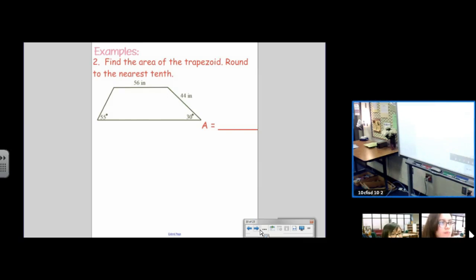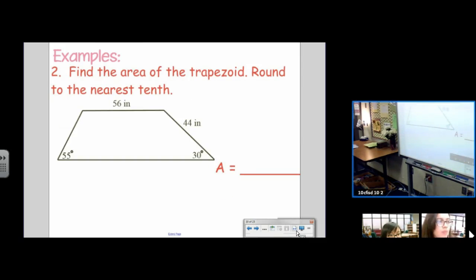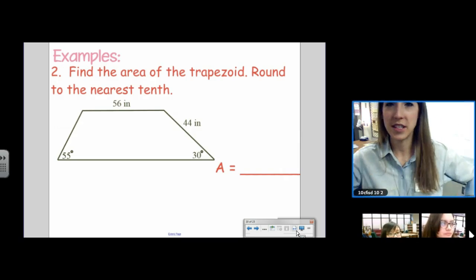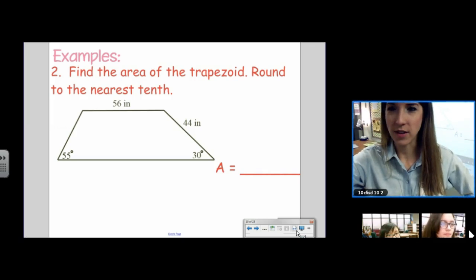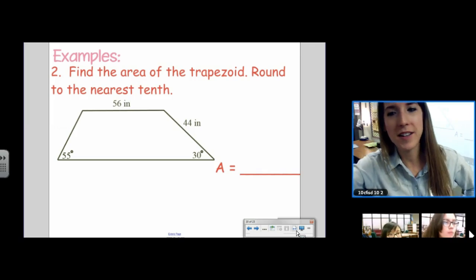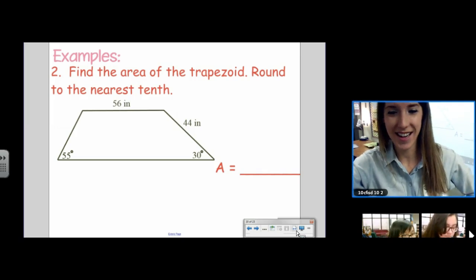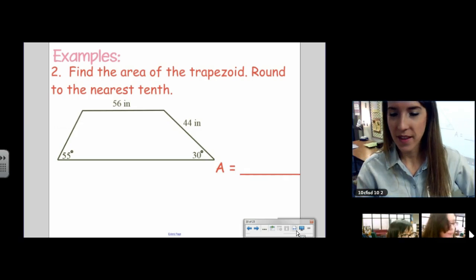Next problem. Find the area of the trapezoid, round to the nearest tenth. Ooh, now that's a clue. When you see round to the nearest tenth, Miss Tanton does not like rounding. I despise rounding because it makes us approximate, right? But when you see round to the nearest tenth, that means I had no choice. And the only time I have no choice, good, is trigonometry. I'm going to let y'all work on this for a little while before I go over it.